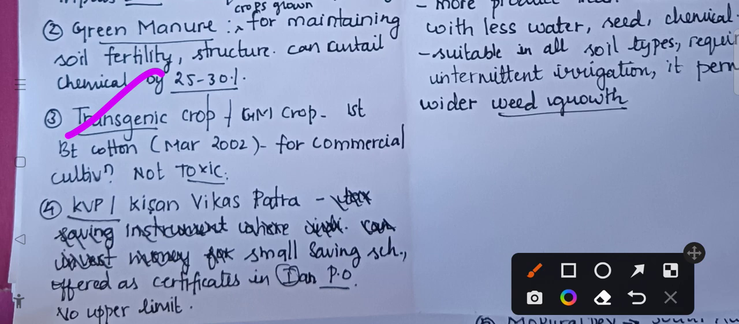So the first such transgenic crop in India was BT cotton, approved in March 2002 for commercial cultivation, and it is not a toxic crop. Next fact is about KVP, Kisan Vikas Patra. This is a small savings scheme offered as a certificate in Indian Post Office, and there is no upper limit.